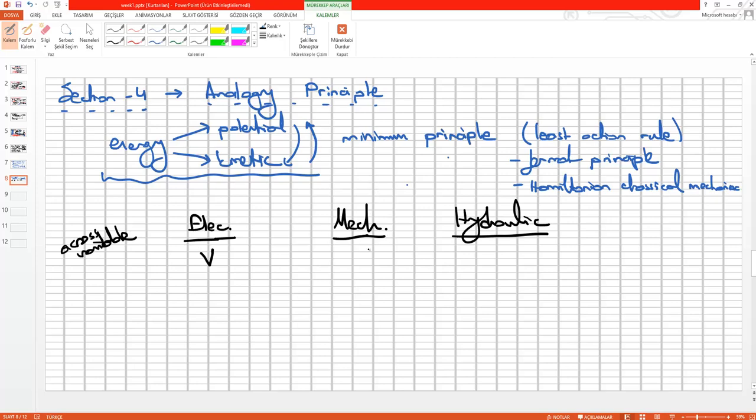But in a mechanical system, which one should be applied to the system to move the objects? Force, right? In a hydraulic system, pressure, right? This is called the across variable at every definition of these input values.